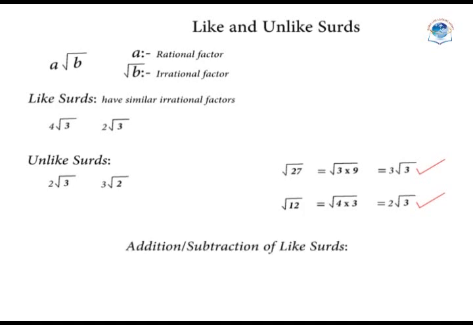Like surds can be added or subtracted. For example, 5 root 3 minus 2 root 3. This can also be looked at as an equation. For example, if you had 5x minus 2x, where x in our case would represent root 3, then we shall subtract them directly and get 3x. So in our case, 5 root 3 minus 2 root 3 is equal to 3 root 3.